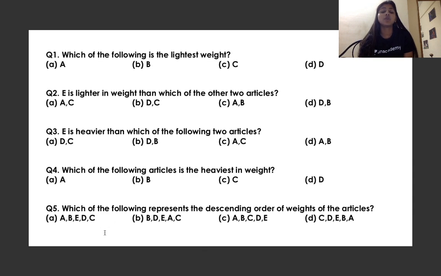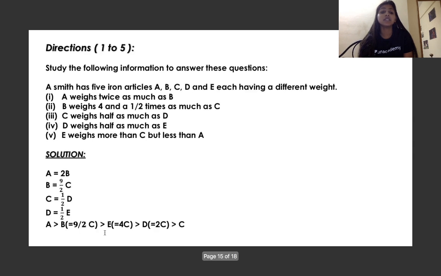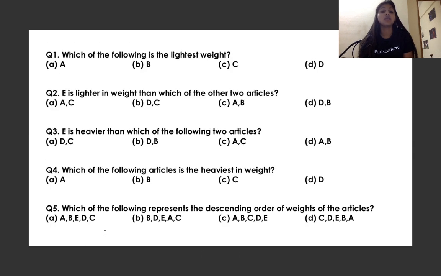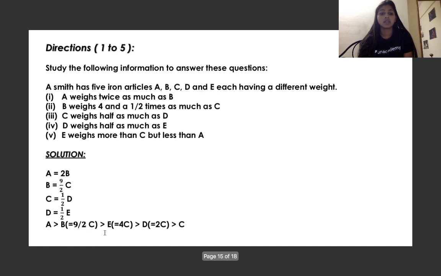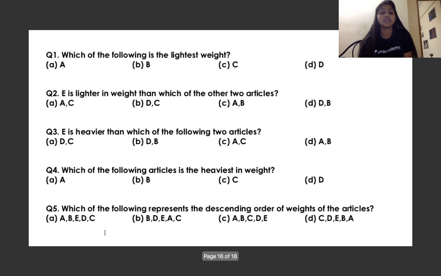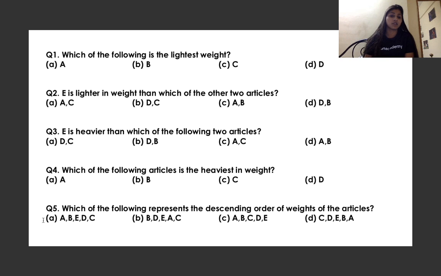Question 4, which of the following articles is the heaviest in weight? It is A. Option A again. Question 5, which of the following represents the descending order of weight of the articles? Descending order, okay? A, B, E, D, C, that is again option A. So the answers are C, C, A, A, A.